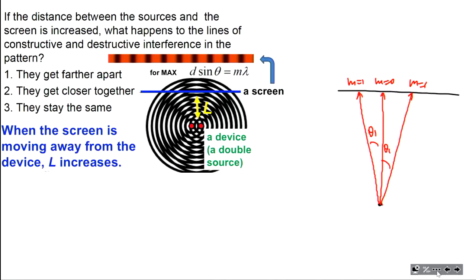And of course, this is theta 2. All those angles are measured from the middle line, which is perpendicular to the screen, m equals 2. And on another side, m equals 2, theta 2. And what's going to happen to these bright spots if the screen is being moved away, farther away from the source?